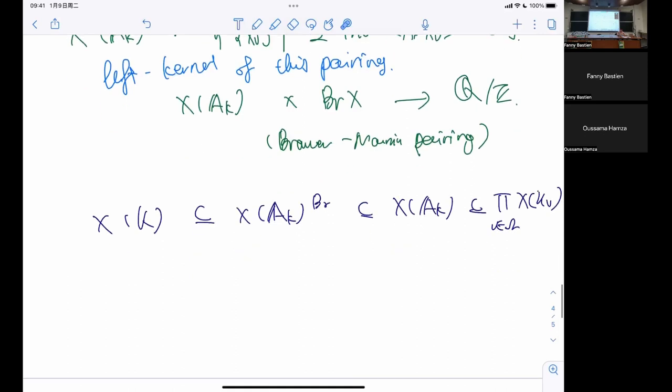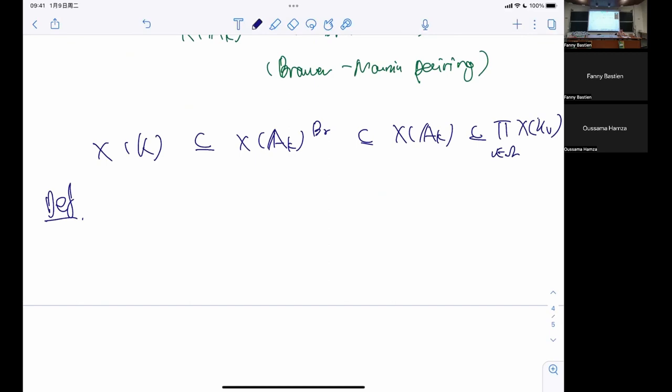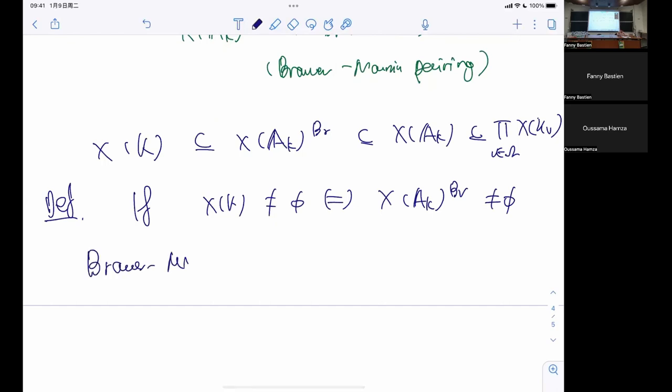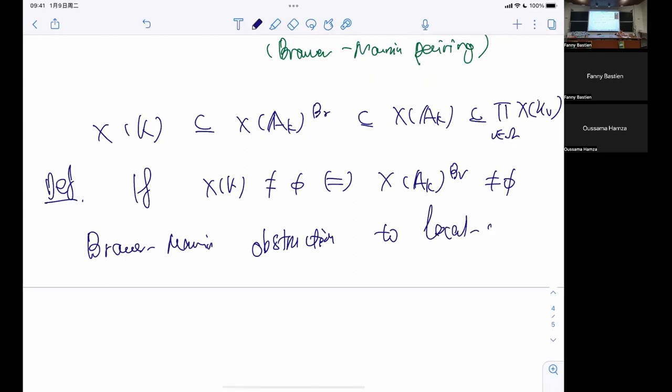And so if this is non-empty, for example, but this is empty, we could say already that we do not have any global points. And so this defines the Brauer-Manin obstruction to the local-global principle. And sometimes, even better, this can give a sufficient condition. So if we have the non-emptiness of X(K) equivalent to the Brauer-Manin set being non-empty, we say that the Brauer-Manin obstruction to the local-global principle is the only one.